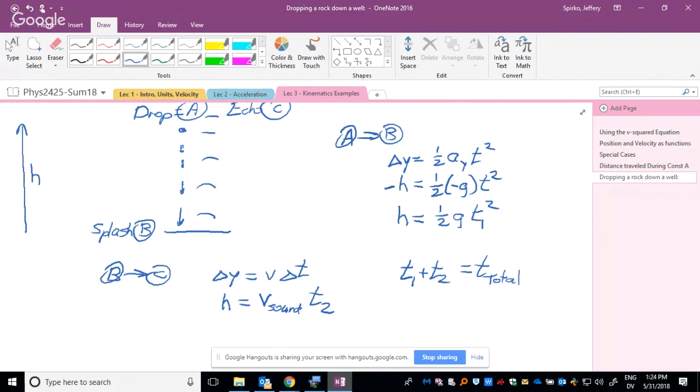Unfortunately, in this particular example, there's no way to get out of using the quadratic formula. With pure projectile motion, you can use the v² equation to avoid the quadratic formula, but this is not a pure constant acceleration situation. This is a two-stage process with different accelerations, so the best you can do is actually solve the simultaneous equations. And then once you know your T1, then you can plug it back in here and calculate H and get an answer.